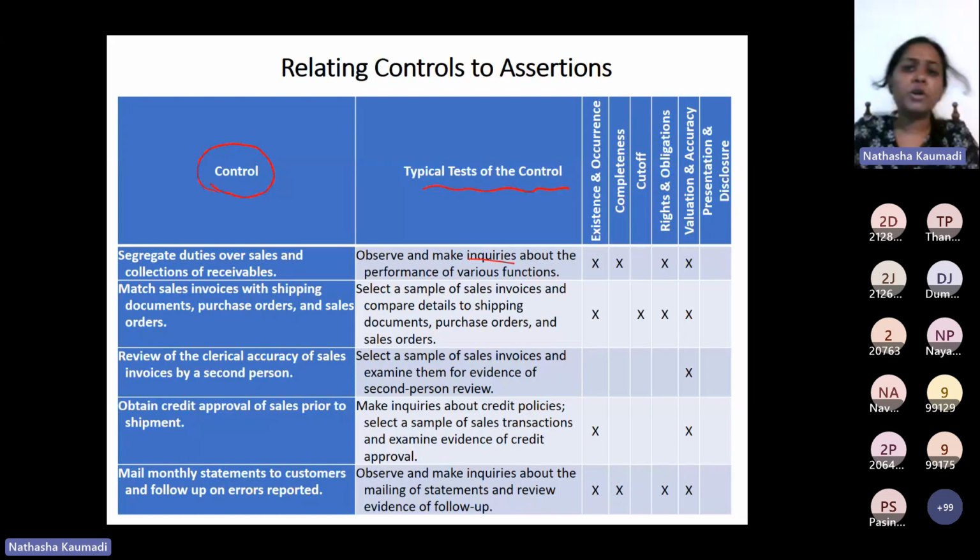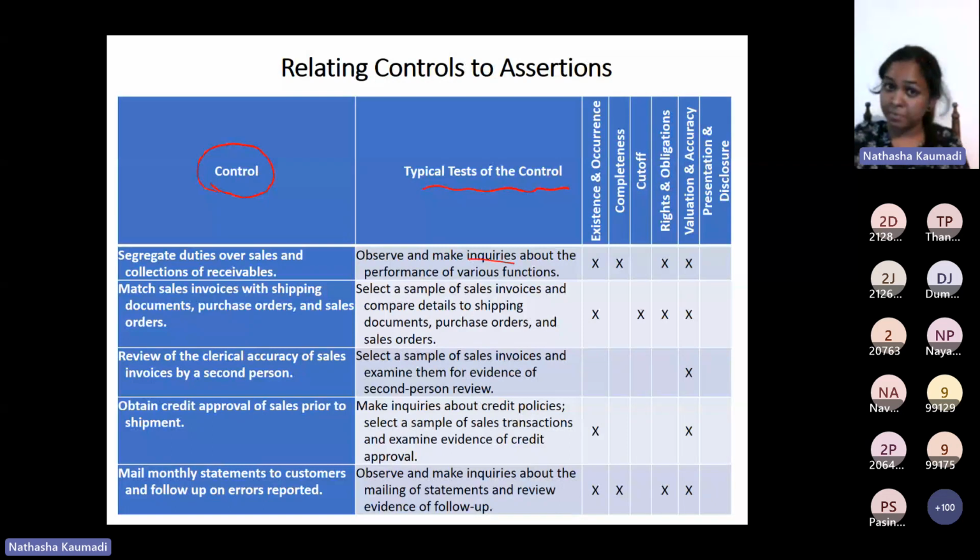So how are you going to verify whether they have done this matching? Select a sample of sales invoices and compare details to shipping documents, purchase orders and sales orders. You take all these four documents and see whether the consistency is there, whether the same amount has been recorded, whether the same quantity has been recorded.